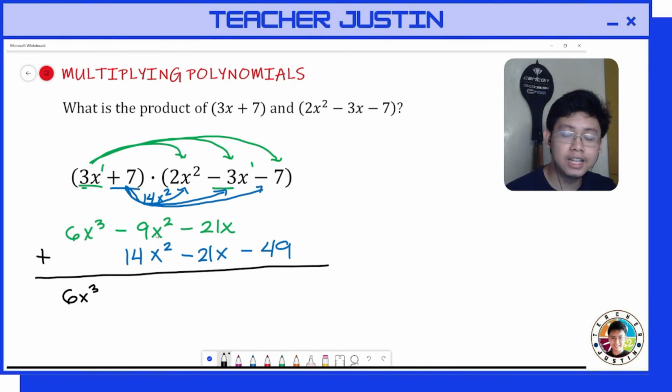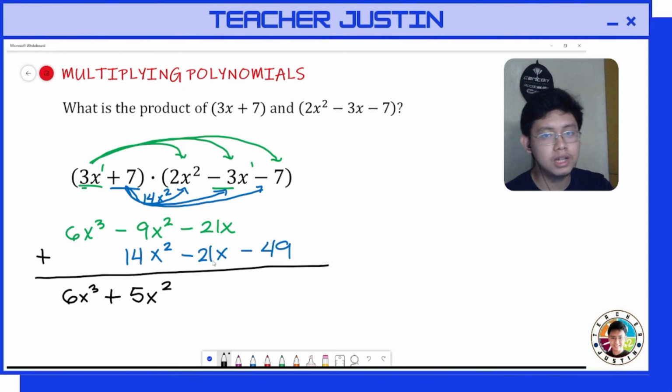Next is negative 9x squared plus 14x squared. So negative 9 plus 14, since they have different sign, we will copy the sign of the larger number, which is positive, and then subtract 14 minus 9. That will give us 5. So 5, then copy the variable and its exponent 2. So 5x squared.